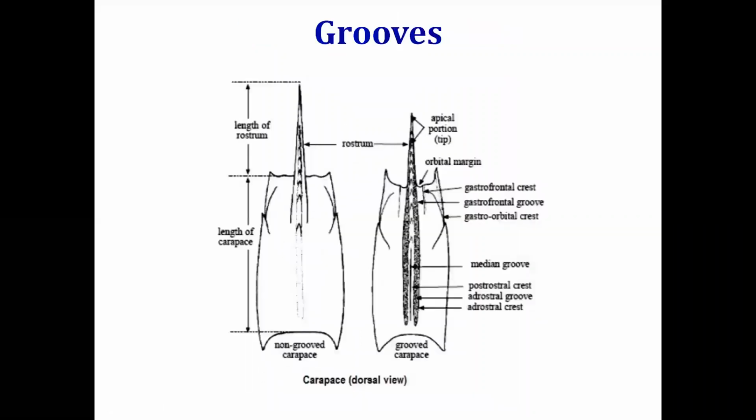Now the grooves. Okay, if you look at the mid dorsal line of a prawn, there are some species which don't have any groove on the carapace, on the mid dorsal region. But there are a few species which have a groove at the mid dorsal region of the carapace, like a pit, like a channel. So the presence of the groove on the carapace, or the non-grooved or grooved carapace, is also one of the diagnostic characters. Means on this basis you can do species identification.